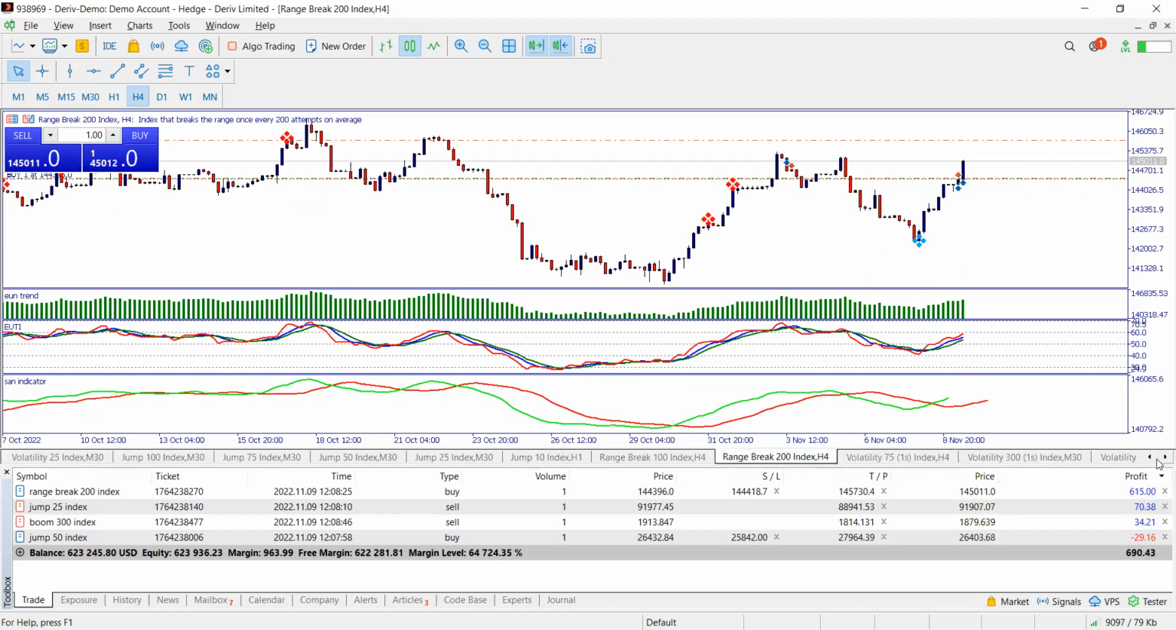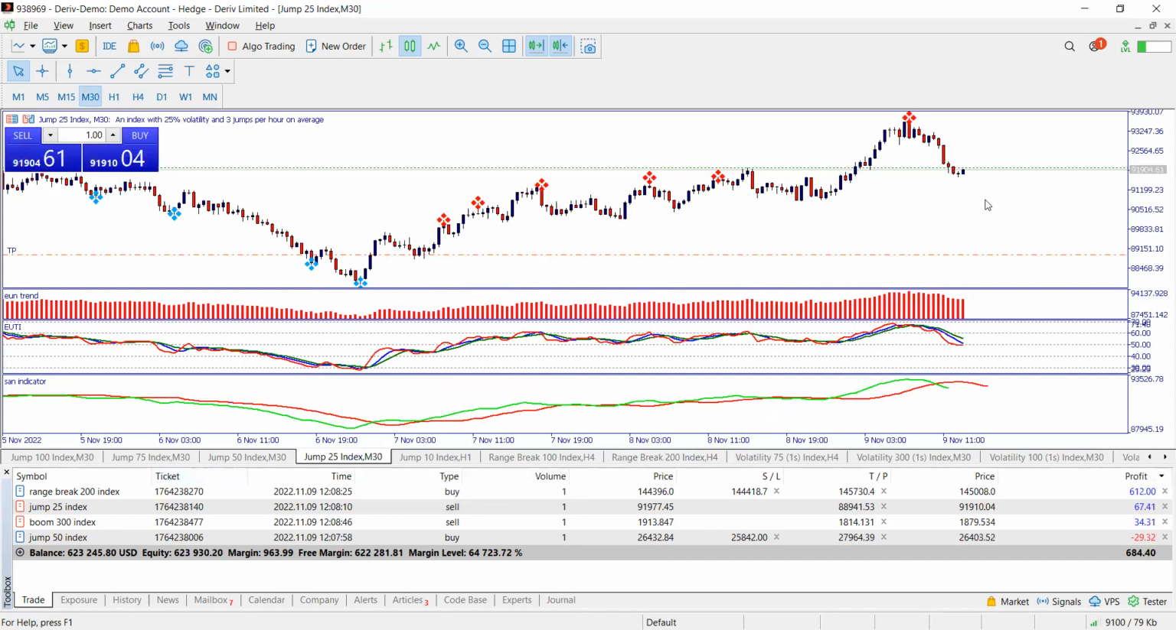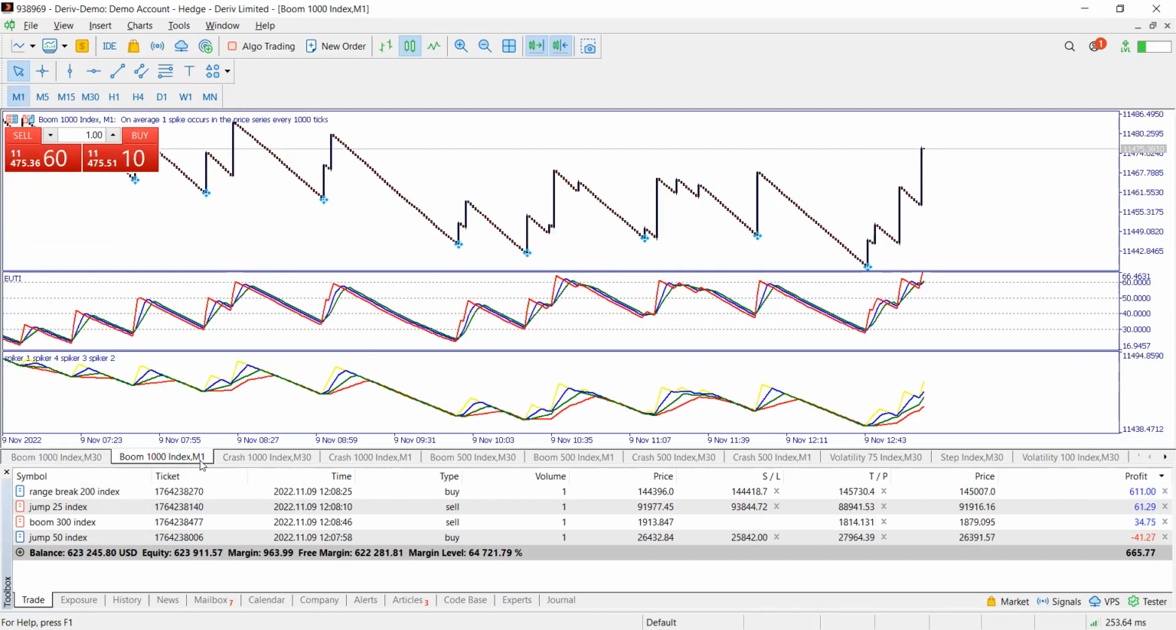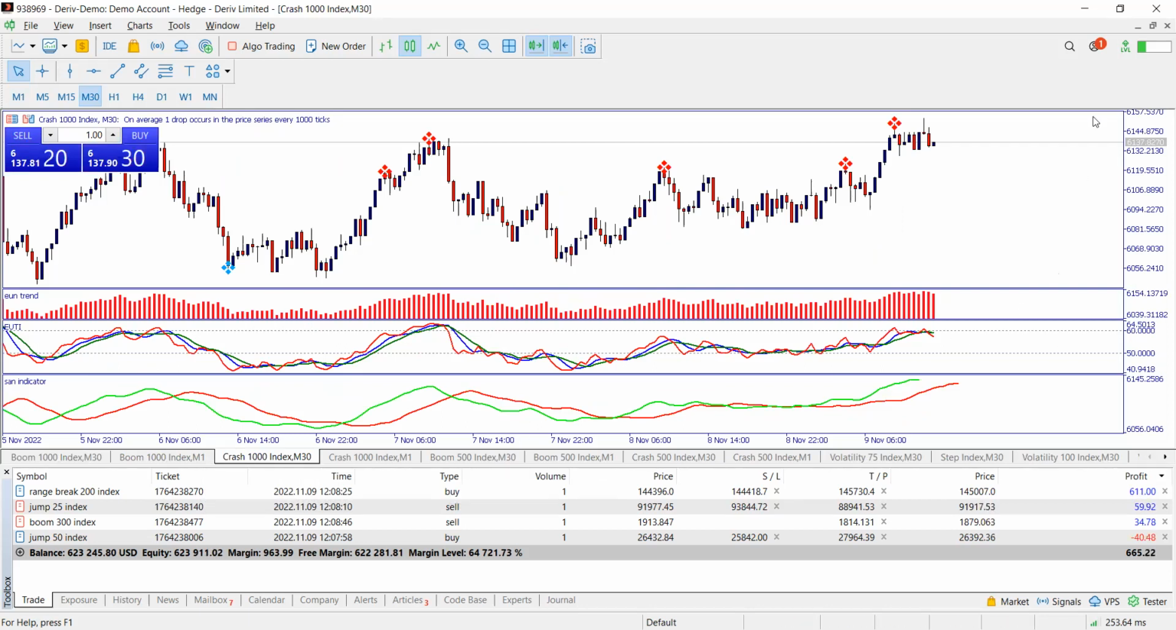Range Break is buying here. Jump 25 is selling, then it's coming back here, but we just keep on holding. Your stop loss should just be here. Just give it time. Then we have Boom 300. Boom, and you see that it is going down. So you can sell or buy Boom. It's very much possible, and there is no problem as long as the system is advising you when, how, why, and what to do. Yeah, so any more questions? Just bring them on.